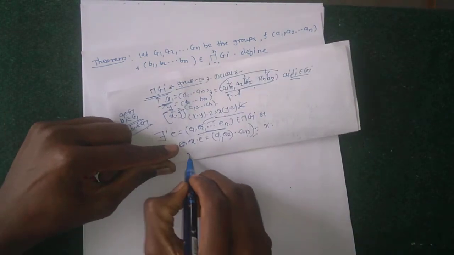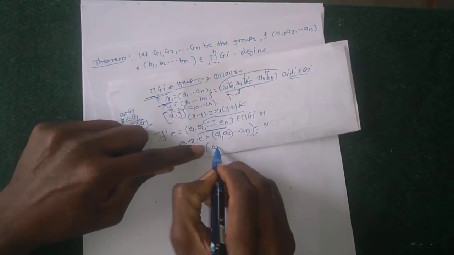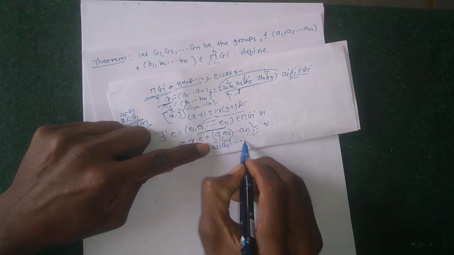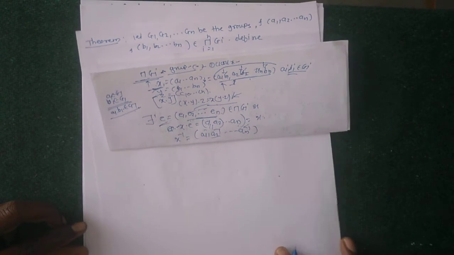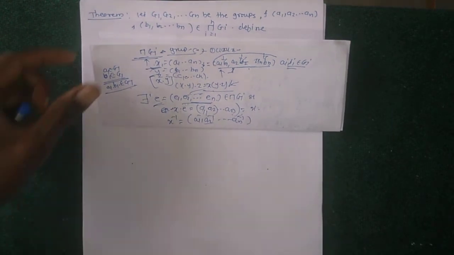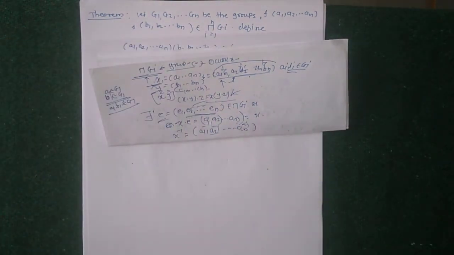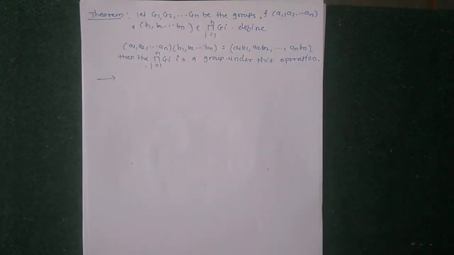You are only to choose inverse equal to a1 inverse, a2 inverse up to an inverse, and then to show x into x inverse equal to identity, meaning this element E, and then we satisfy the property. We get a product of groups is a direct product of groups. Direct product is a group under this operation.